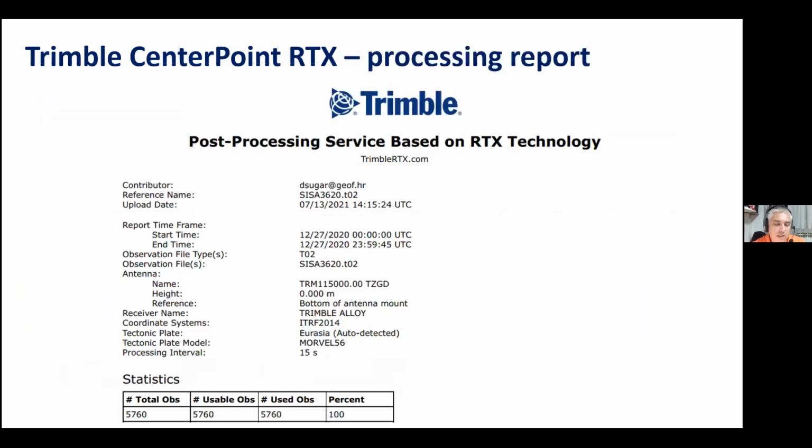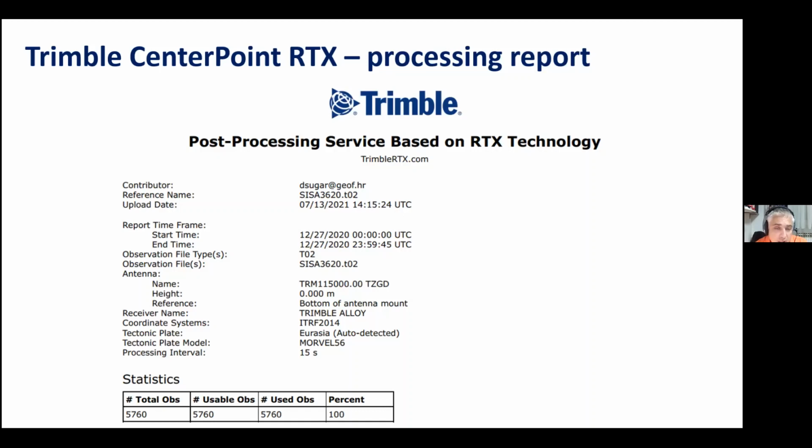So let's see what the PDF report looks like. There is a lot of data. Contributors, this is my email address. The name of the file when I uploaded it, you can see that I did it yesterday. The start time and the end time of the file. That means this is a daily file for the 27th of December 2020.